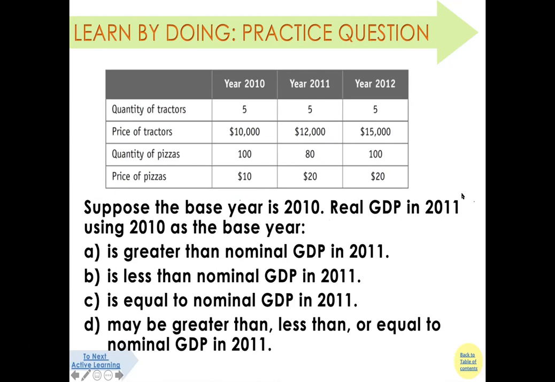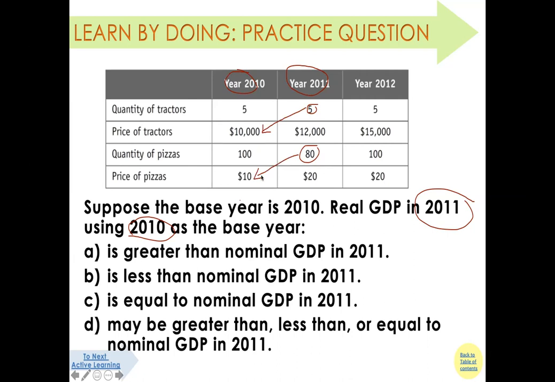what is the real GDP in 2011? Now the base year is used as 2010. In other words, here it just asks you what is the value of the goods and services we produce here, which is 5 and 80, evaluated at the price of 2010. And then in order to calculate the real GDP, we use 5 times the price here, and 80 times the price here.